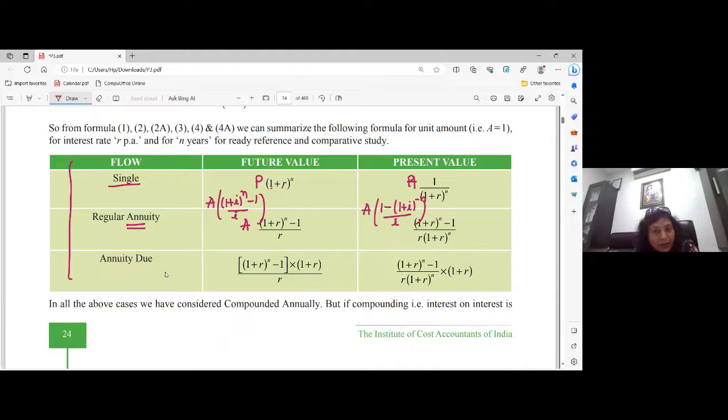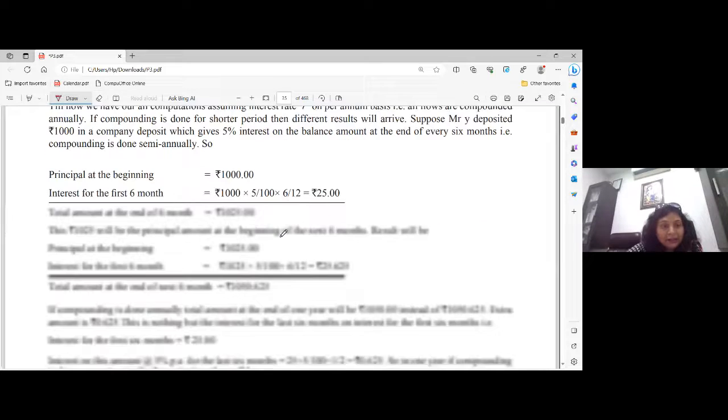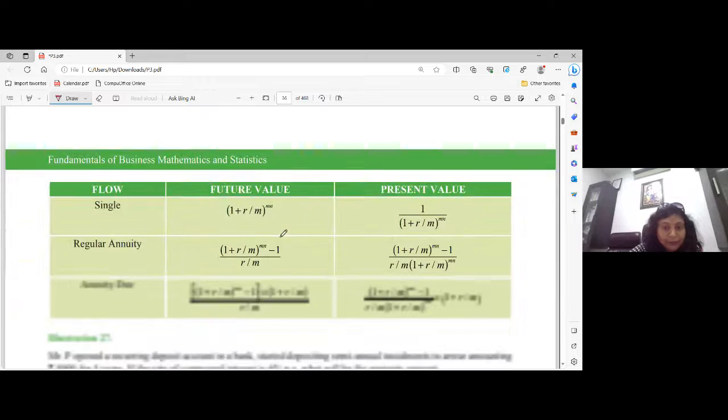Similarly, if it is annuity due or immediate, then the formula is A[(1 + i)^n - 1]/i into (1 + i). And if it is a scenario of present value, then A[1 - (1 + i)^-(n-1)]/i plus A. So this is the formula for present value of annuity due or immediate. Fine. Let's solve a few more questions.